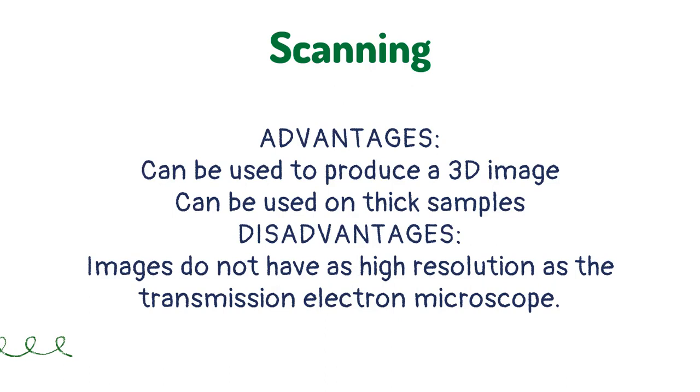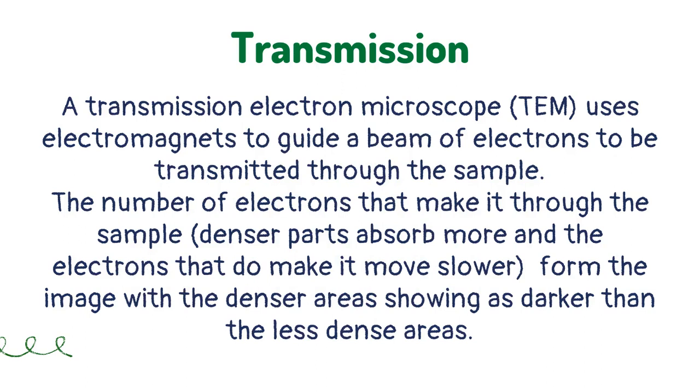A transmission electron microscope uses electromagnets to guide a beam of electrons to be transmitted through the sample. The number of electrons that make it through the sample forms the image. Denser parts absorb more, and the electrons that do make it move slower, with the denser areas showing as darker than the less dense areas.